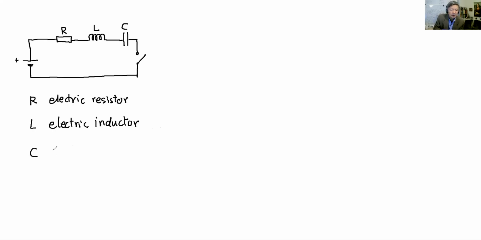C is called a capacitor, the electrical capacitor. The value of a resistor we call resistance, measured in ohms. Actually, we just use R for it, and the unit is called the ohm.